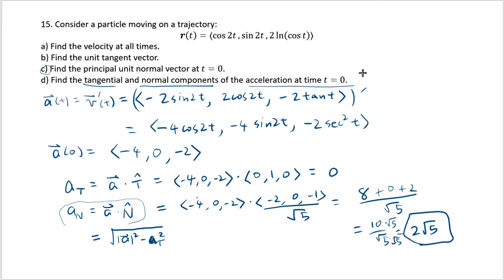So the answer for this is that it has no tangential component, which means it's not speeding up at 0, but it is turning because there's a normal component of the acceleration, and the value is this. That's what we find.